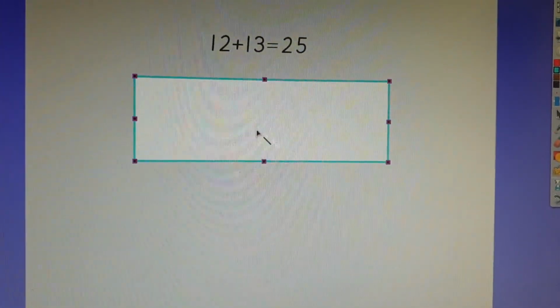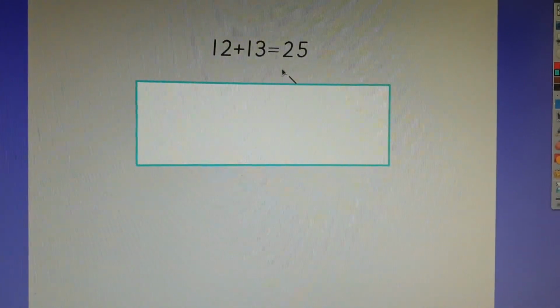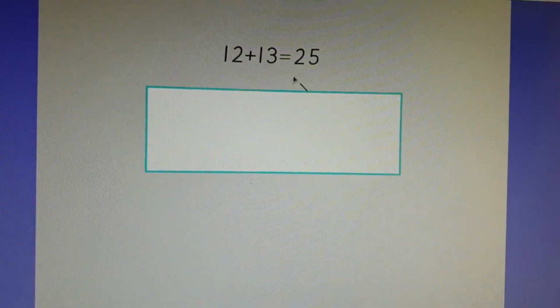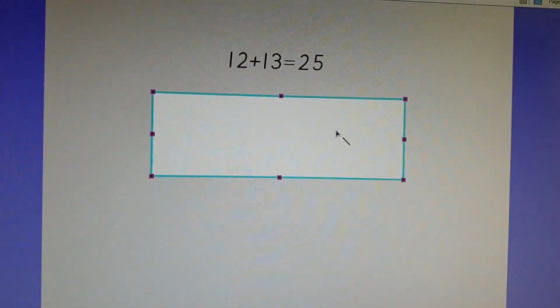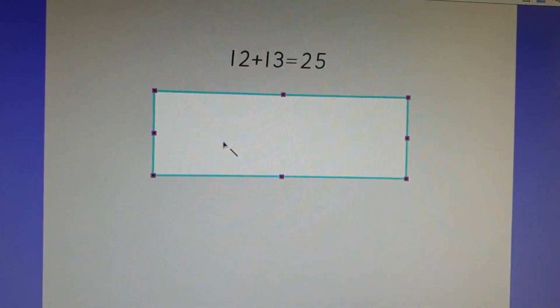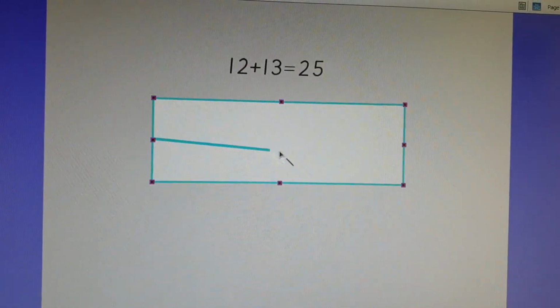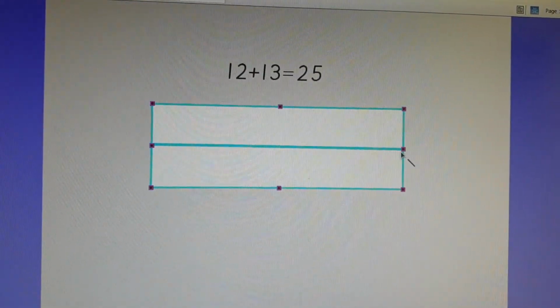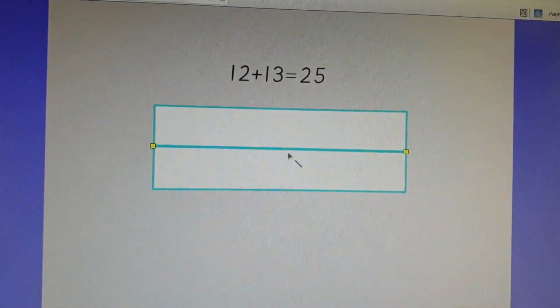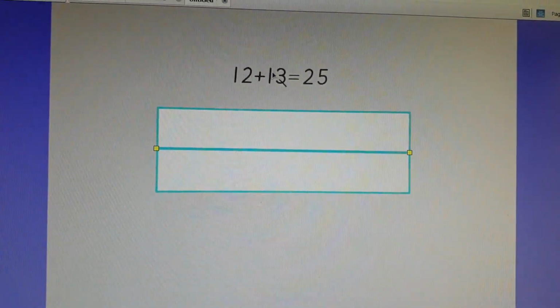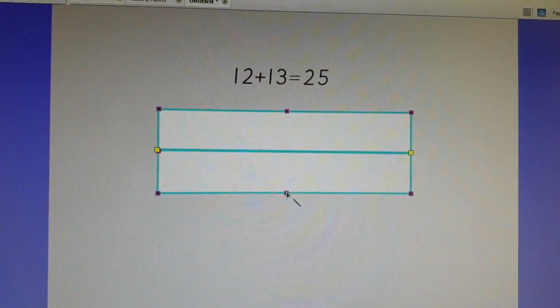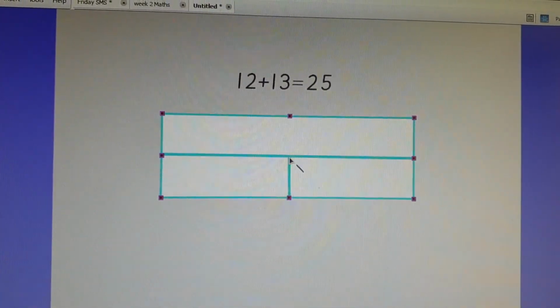So I've got my number sentence, 12 add 13 equals 25. So all I'm going to do first of all is just put those numbers into my bar model in the correct place. So I've got a big rectangle to start. I'm going to draw a line across the middle to separate into two parts. And then, because mine's an addition number sentence and I've got two numbers I'm adding together, the bottom of my bar I'm going to split into two.